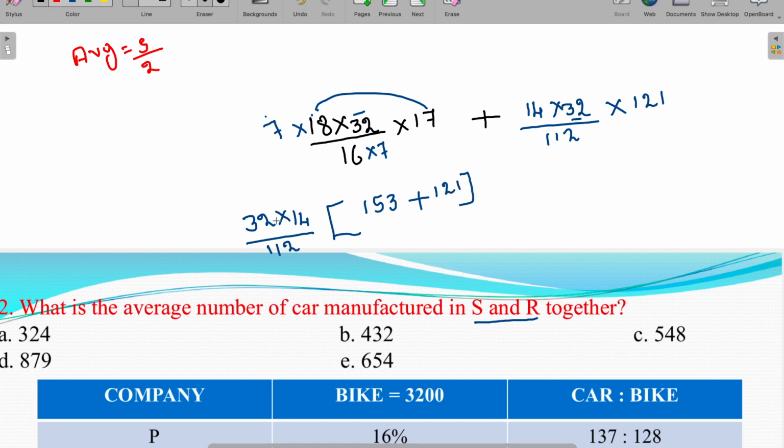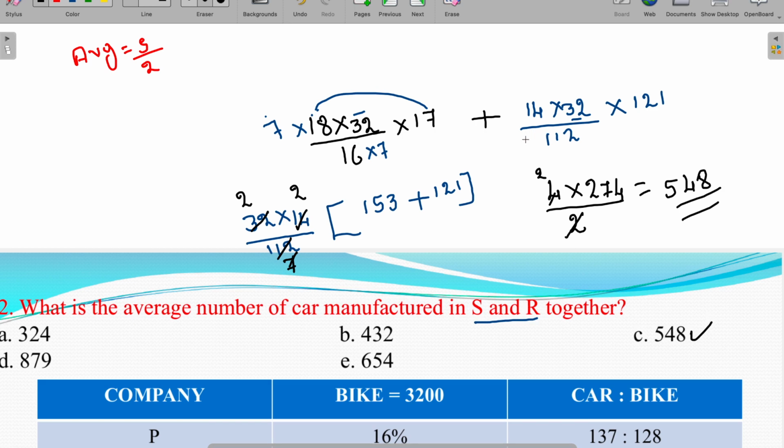Now 16 twos are, 16 sevens are, again 7 ones are 7, 2 twos are 4. 153 plus 121, how much? 274. 4 into 274. It is the total sum divided by 2. 2 twos are 4, so 2 into 274, you can write 548. Your answer will be 548. That will be your answer.